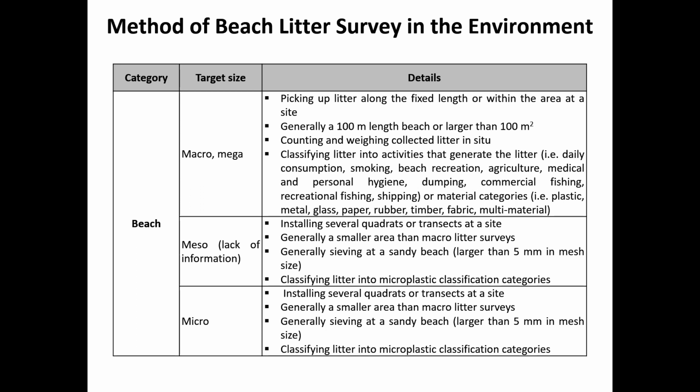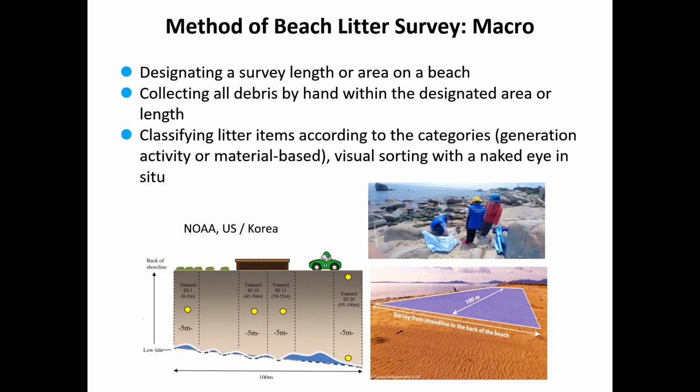First, this slide is about survey methods on a beach. Micro-size marine litter on beaches are most accessible and easiest to investigate. The smaller the size from meso to micro, the harder it gets to investigate. Let me give you more details. It is common practice to determine the length or area of a beach before counting and measuring the weight of marine macrolitter distributed within the area.